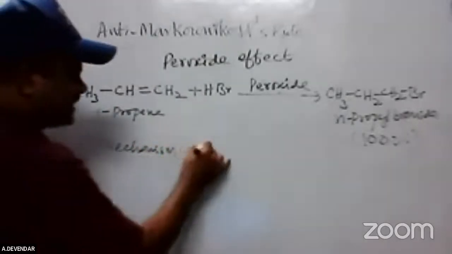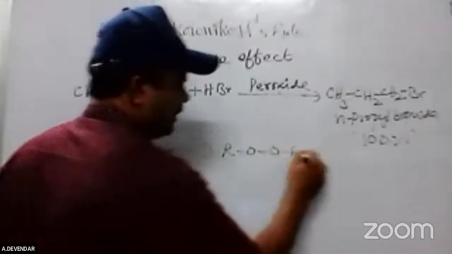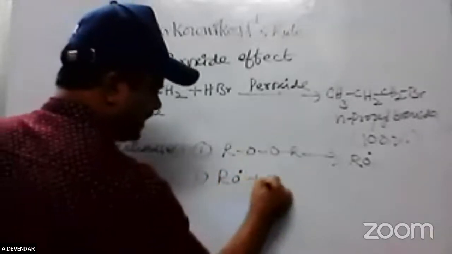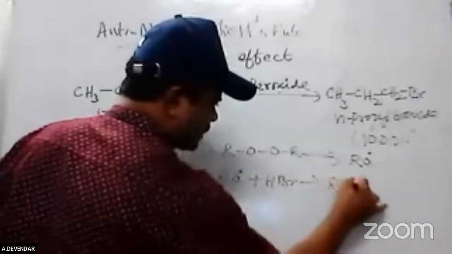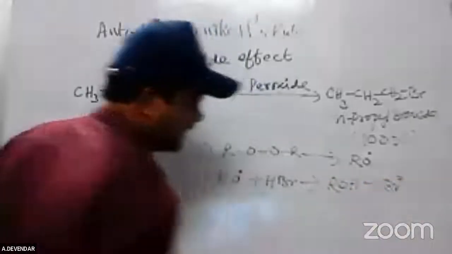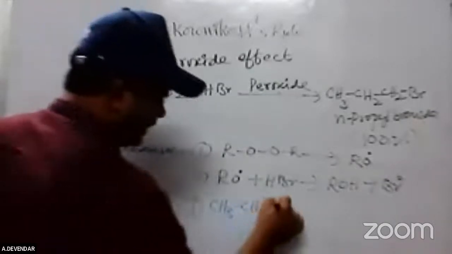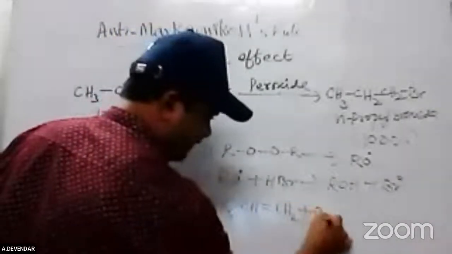The peroxide is ROOR. This forms a simple RO free radical. The RO free radical reacts with HBr, and the mechanism changes to the bromine free radical only. That means in the second step, RO and HBr react, forming ROH alcohol, and a bromine free radical is present. In the third step, propene is reacted with the bromine free radical.